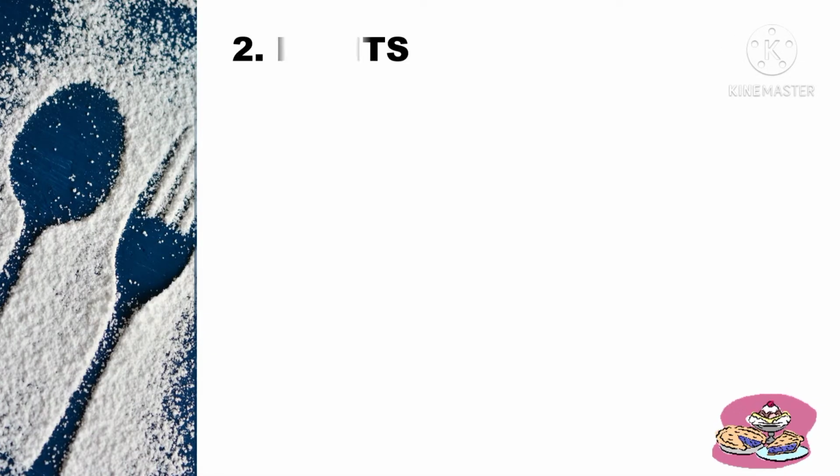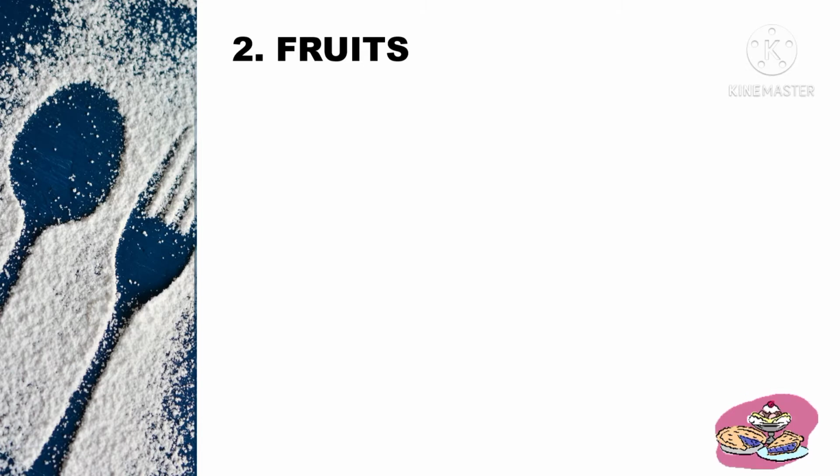Number 2. Fruits. There are many fruits that can be cooked into a filling for cakes that will give the cake an additional exceptional flavor. Some of the common fruits used are strawberries, blueberries, raspberries, peaches, and apricots.